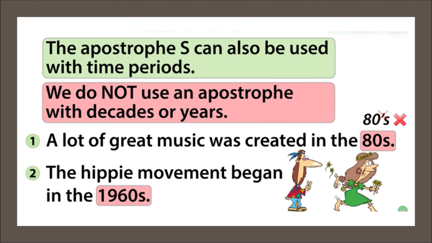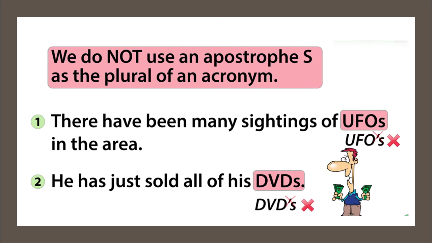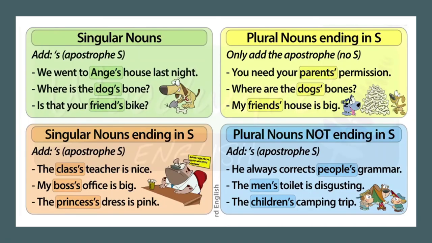Now, slide 20. We do not use an apostrophe S as the plural of an acronym, meaning the abbreviated word. There have been many sightings of UFOs in the area. No apostrophe S. He has just sold all his DVDs. Clear? Now, slide 21 is the summary of all the things that we have discussed in our slides. Just take a look at this one. This is the summary of everything.